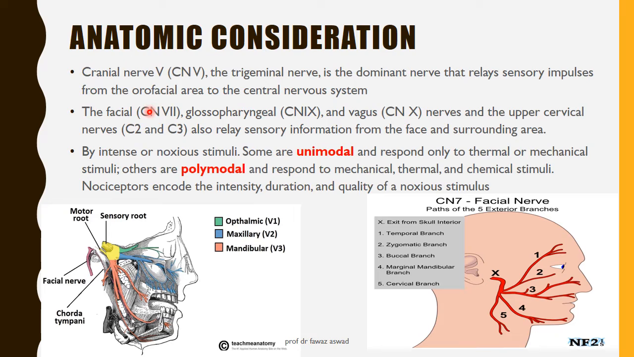Further information is required for us to know the facial nerve, as we are going to see here the different branches of the facial nerve, whether temporal, zygomatic, buccal, marginal, or cervical, the glossopharyngeal nerve, the vagus nerve, and even the upper cervical nerves, C2 and C3, which are considered to provide sensory information from the face and the surrounding area.